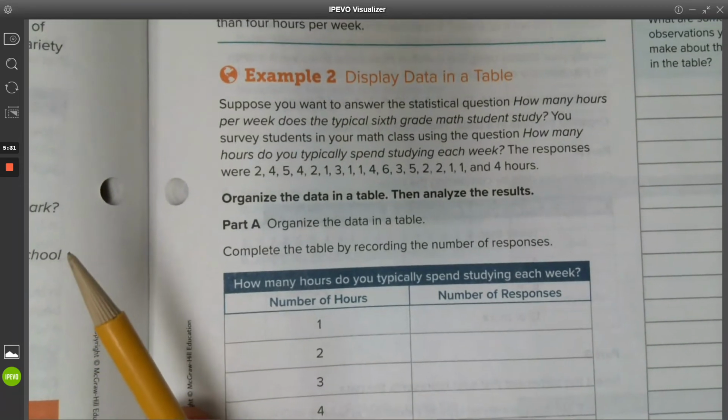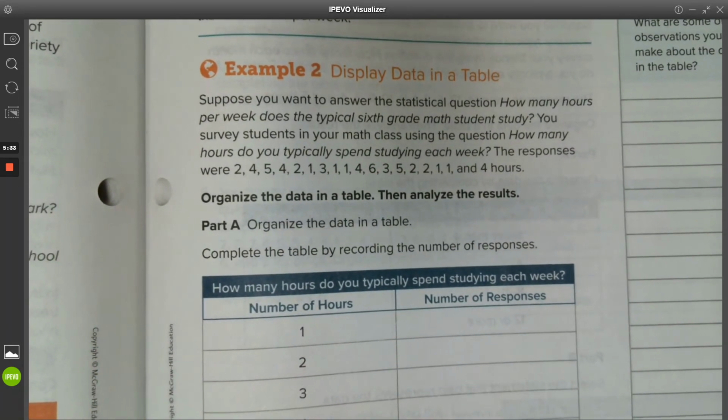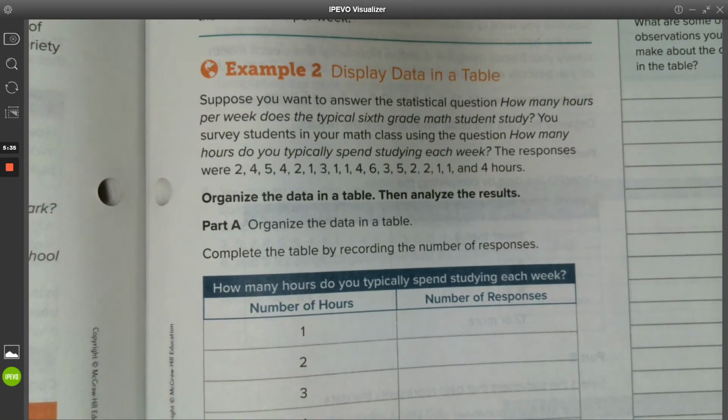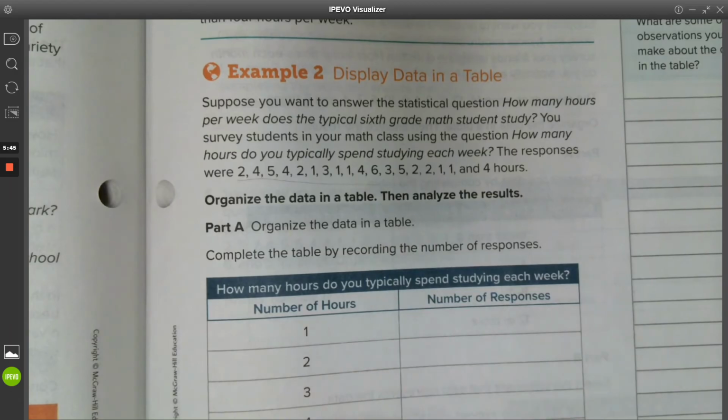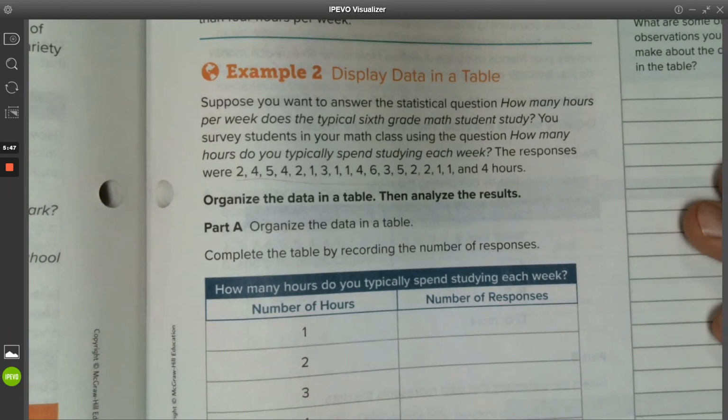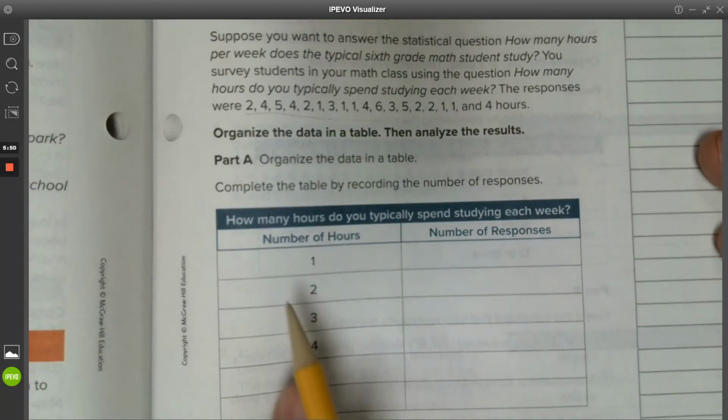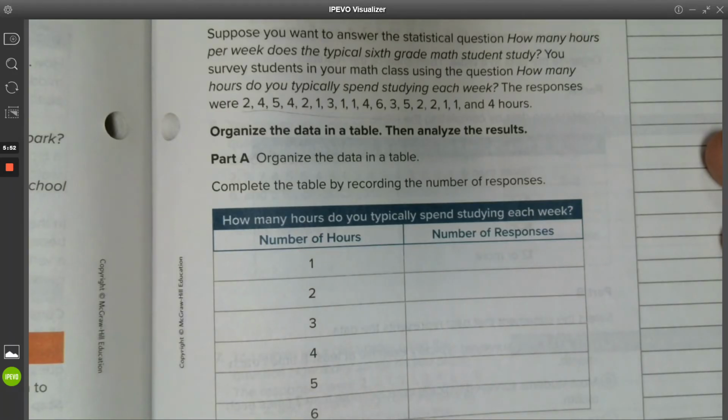So let's take a look at example 2. Suppose you want to answer the statistical question, how many hours per week does the typical 6th grade math student study? You survey students in your class using this question. Then we're recording the answers here. Now we need to organize the data in the table. So what we would do is use tally marks, okay?